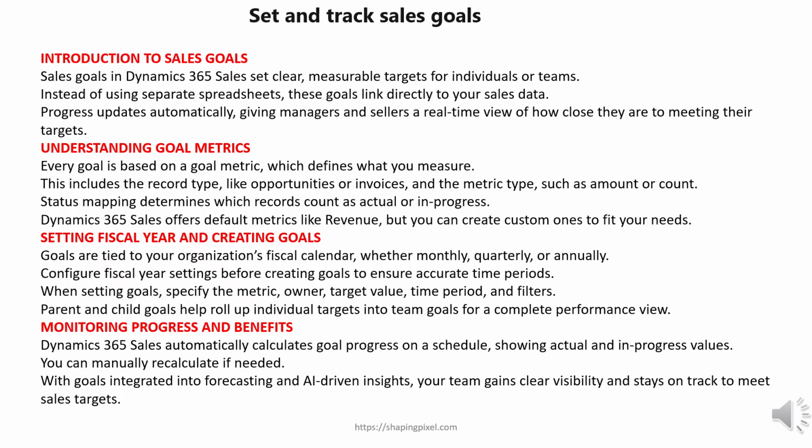Understanding goal metrics. Every goal is based on a goal metric, which defines what you measure. This includes the record type, like opportunities or invoices, and the metric type, such as amount or count. Status mapping determines which records count as actual or in progress. Dynamics 365 Sales offers default metrics like revenue, but you can create custom ones to fit your needs.